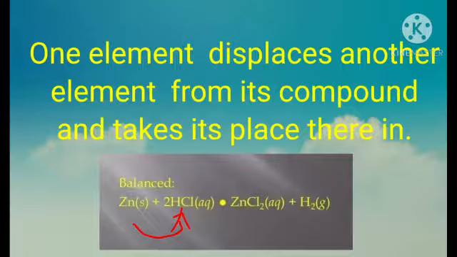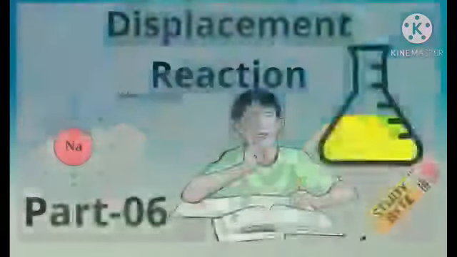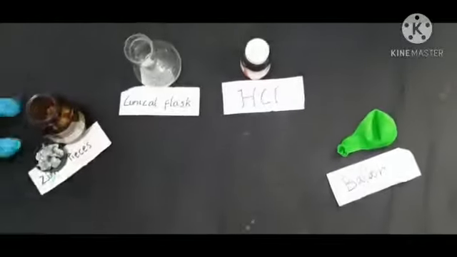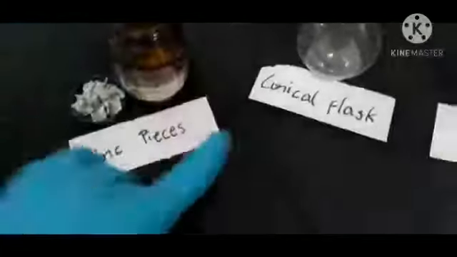Let us observe the reaction in the following activity, children. We do this activity with hydrochloric acid and zinc dust or zinc pieces. We collect the hydrogen gas in the balloon. Observe this activity carefully, children. The material required for the displacement reaction: we take the zinc pieces. We can take zinc dust or zinc pieces. Here we take zinc pieces.